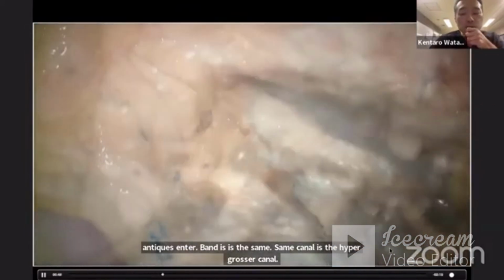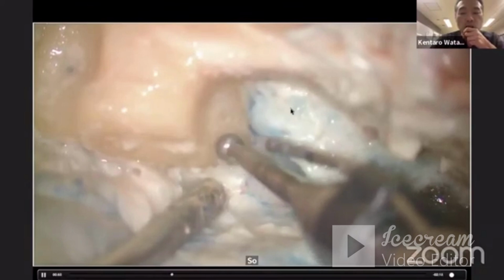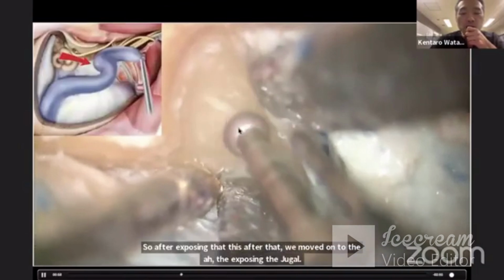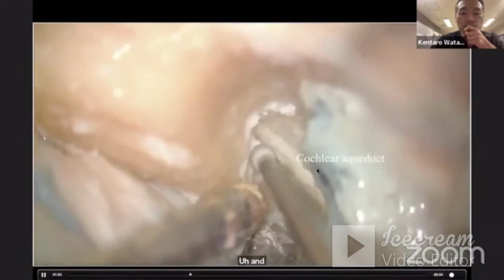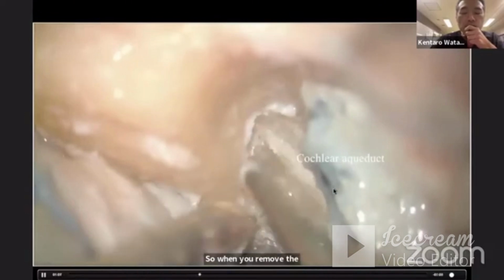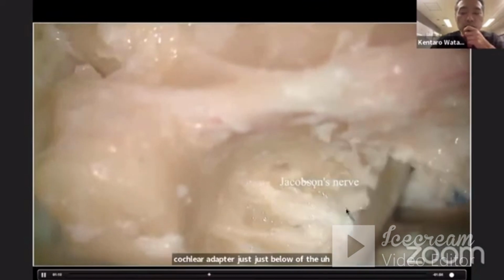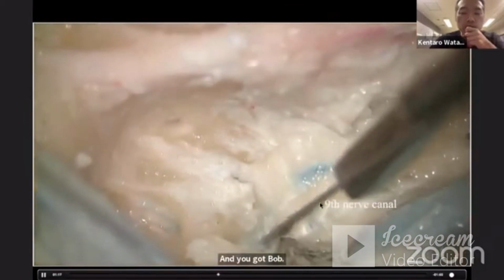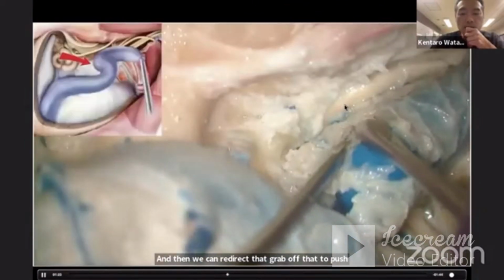After exposing these veins, we moved on to exposing the jugular bulb. Here, this is above the jugular bulb. When you remove these bones, you can see the cochlear aqueduct just below the medial side of the jugular bulb. Then we can retract the jugular bulb downward, so you can see the 9th nerve canal. Here, this is the 9th nerve canal.